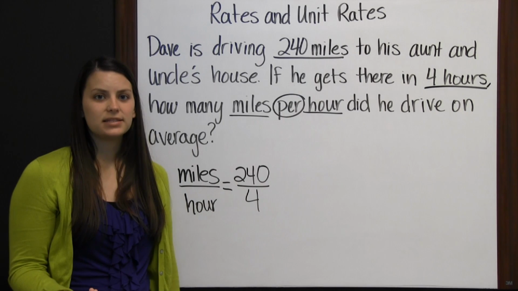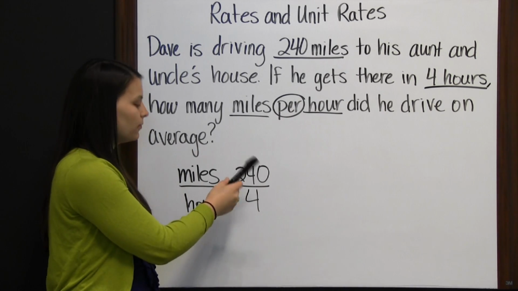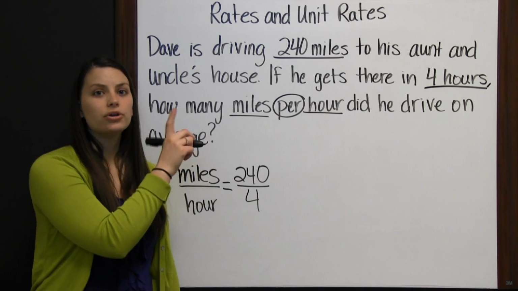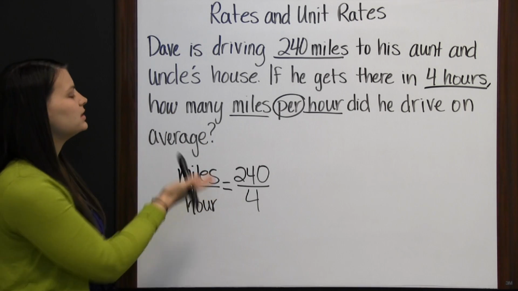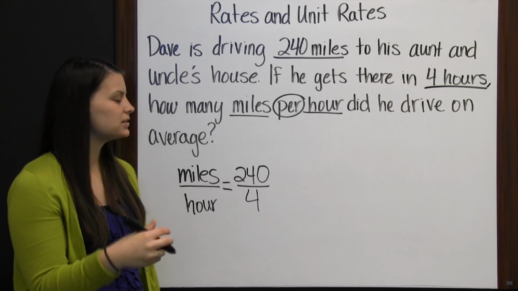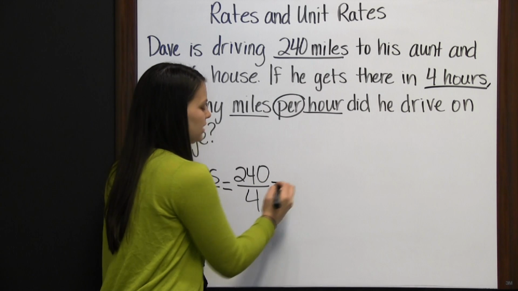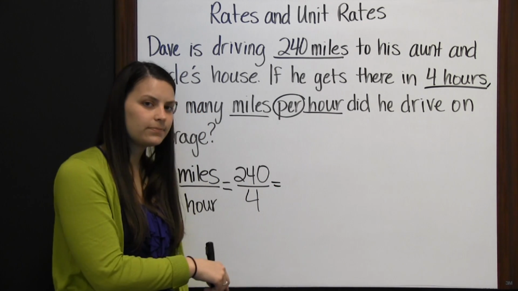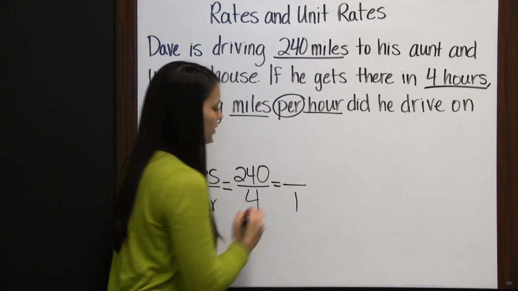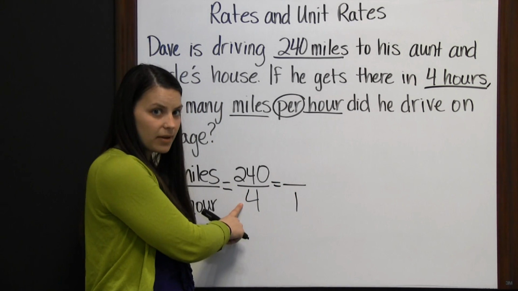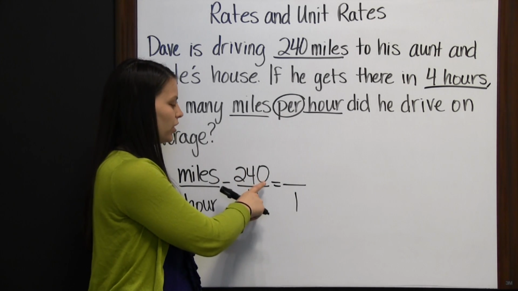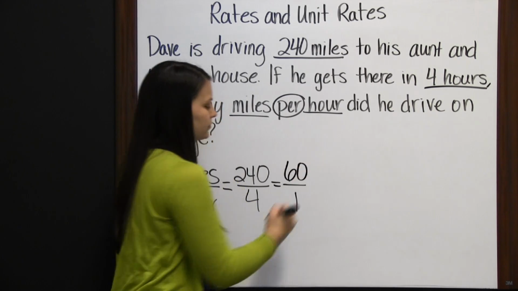So right now this would be considered a rate since we have two different units, our miles and our hours. But to determine our unit rate, or to figure out his average, we would need to divide or simplify our rate to find our unit rate. So if we want to have a denominator of 1, then we're going to have to divide 4 by 4 to get our 1. And if we divide our denominator by 4, then we must also divide our numerator by 4. 240 divided by 4 is 60.